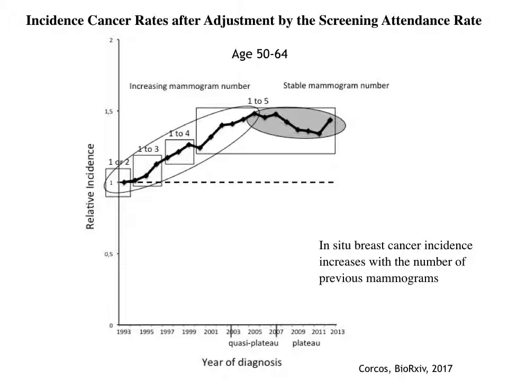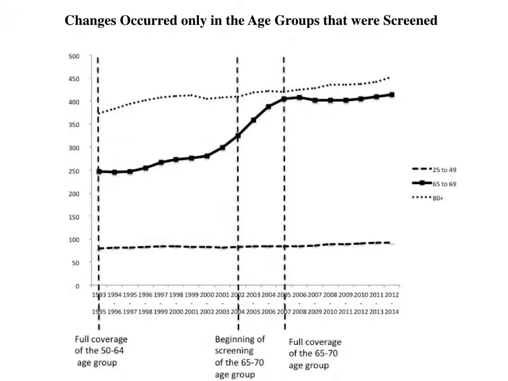After adjustment, one can see that the incidence of in situ cancer increases with the number of previous mammograms per woman. The 65-69 age group comprises women who were previously screened at a younger age, whereas the 2 other age groups were not screened. Note that breast cancer incidence does not go back to baseline after screening implementation in the 65-69 age group, because it was not prevalent screening, as the women were previously screened when they were younger.